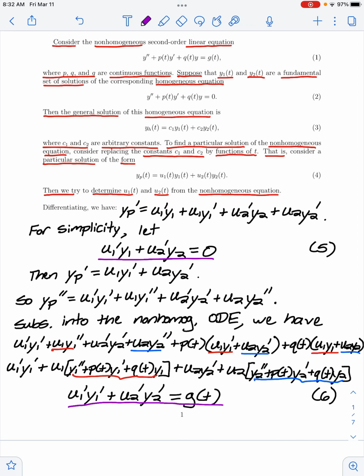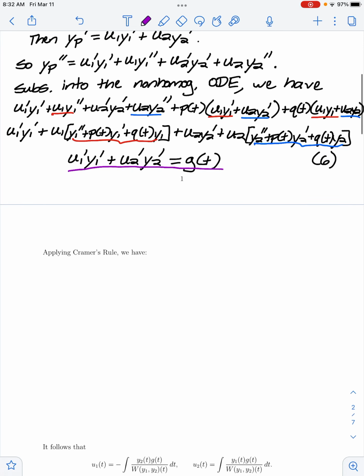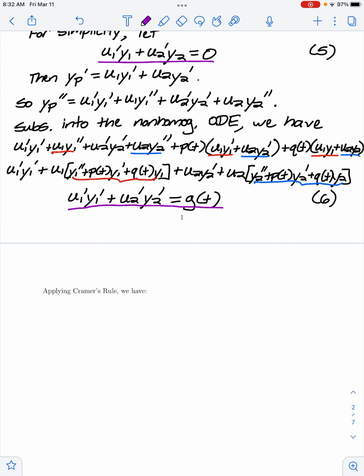So let's take a look at this system. Let me copy my equations down here. We have u1 prime times y1 plus u2 prime times y2 is equal to 0 from equation 5. And from equation 6, we have y1 prime times u1 prime plus y2 prime times u2 prime has to equal g of t.